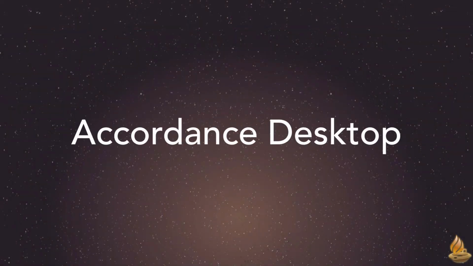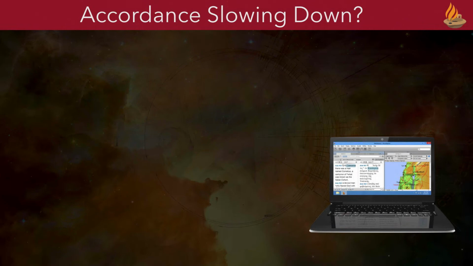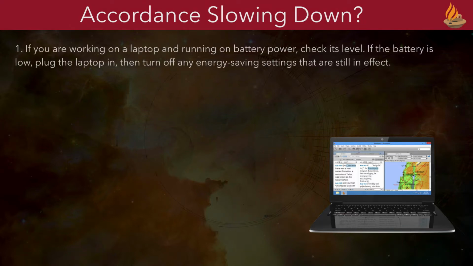Accordance Desktop. If Accordance starts slowing down, first make sure the problem doesn't lie elsewhere. Here are 4 steps to take before troubleshooting the Accordance application. First, if you're working on a laptop and running on battery power, check its level. If the battery is low, plug the laptop in, then turn off any energy-saving settings that are still in effect.